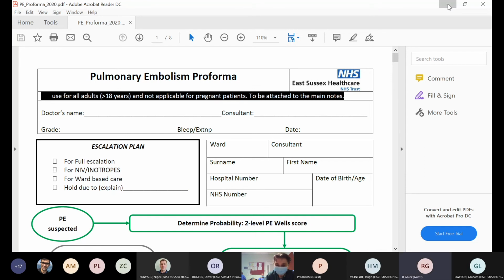Thank you, Vic. That's very helpful. Obviously now, because I'm worried about COVID and PE, I keep on looking, but obviously best clinical judgment is still the important thing. Thank you, Vic. Yeah. Thank you.